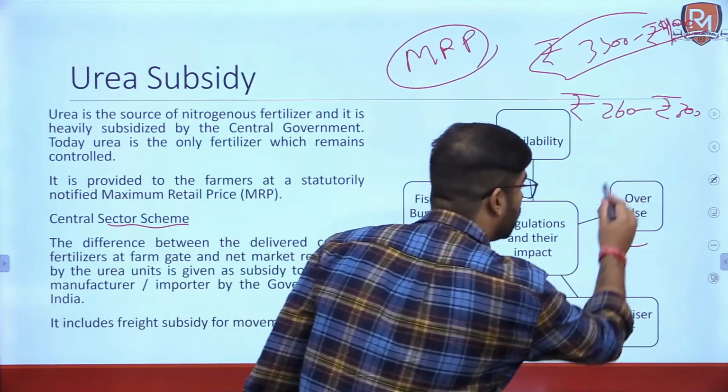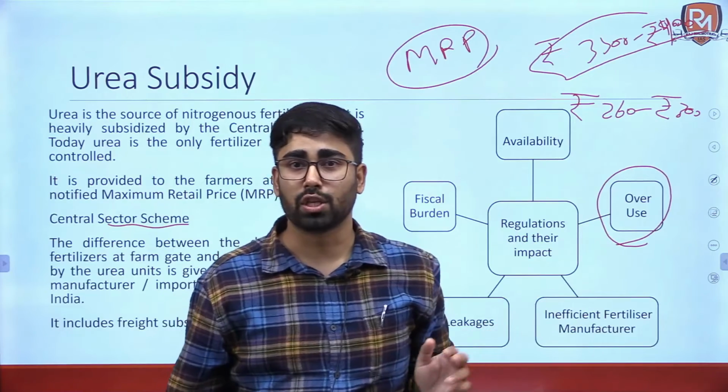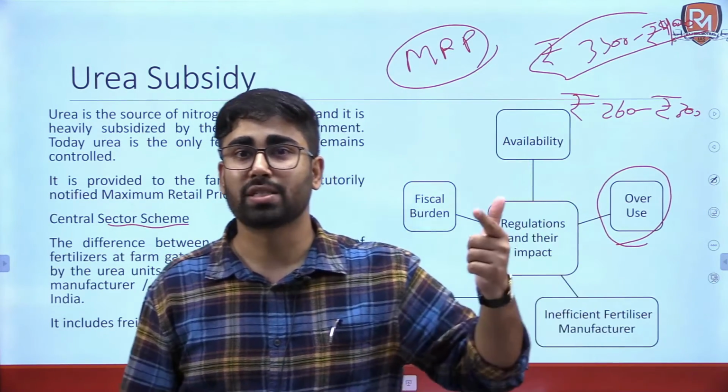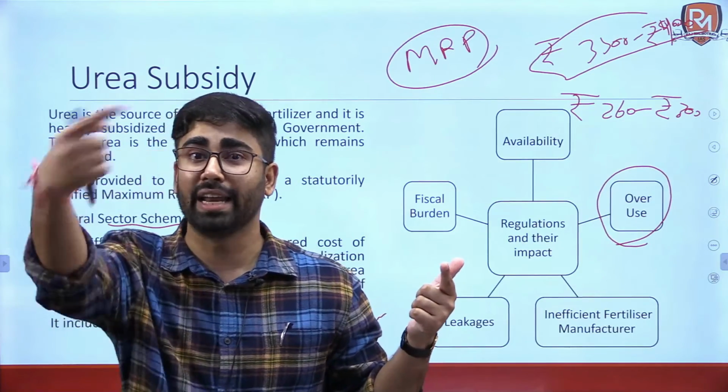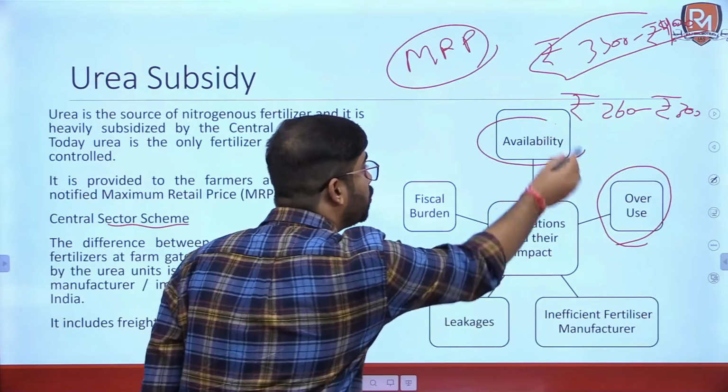तो व्हाट हैपेंस इज दैट इट्स ओवर यूज अकर्स। ओवर यूज से क्या होगा? There will be some ecological consequences such as eutrophication of water bodies, such as nitrous oxide released in the atmosphere, which is a greenhouse gas. ठीक है, and then there is issue of availability.